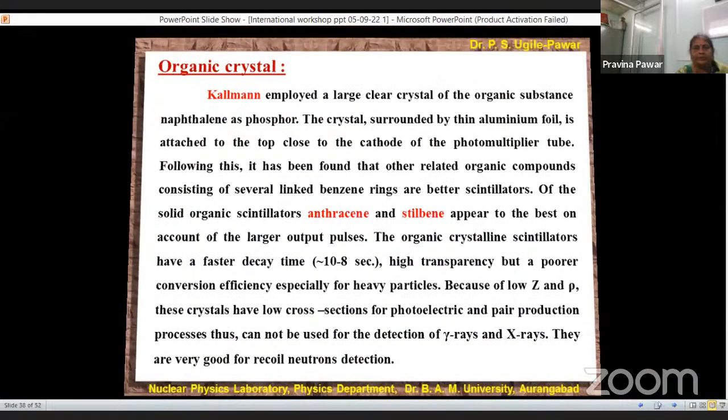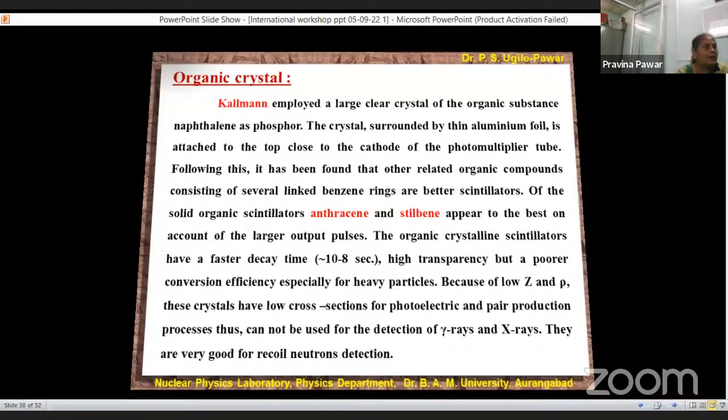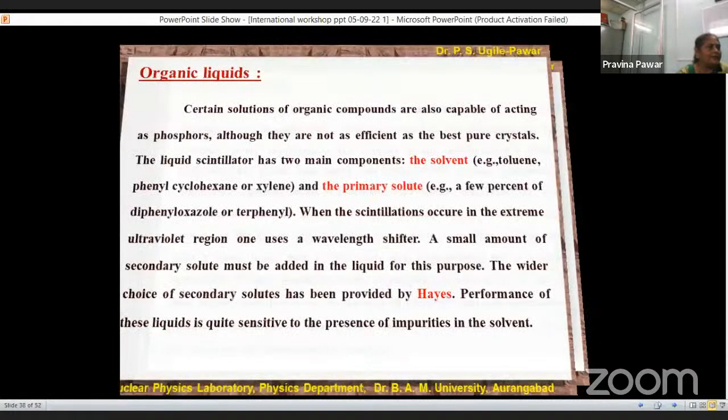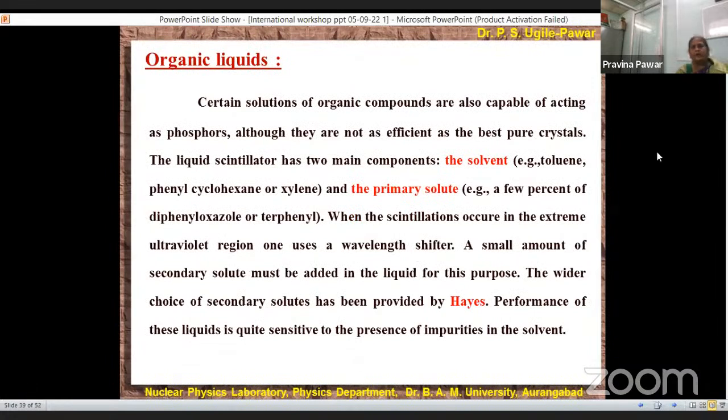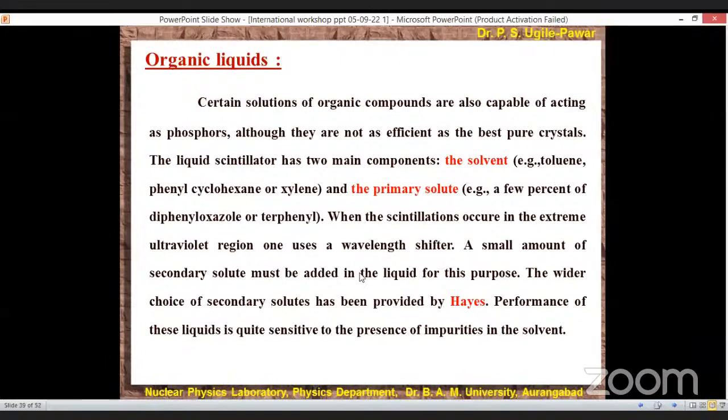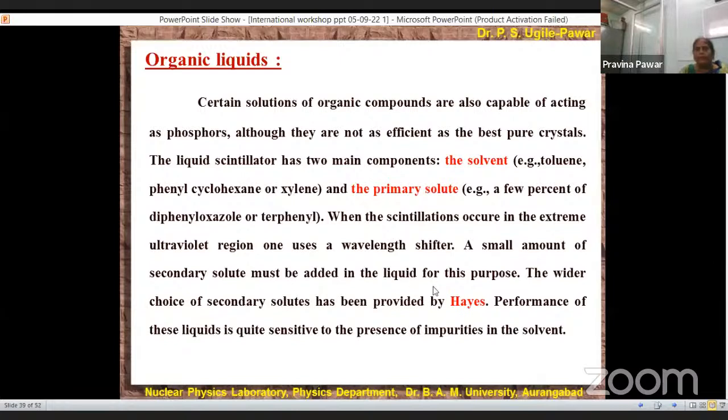Recoil neutron detection. Organic liquid. Certain solutions of organic compounds are also capable of acting as phosphors, although they are not as efficient as the best pure crystals. The liquid scintillator has two main components: the solvent, for example toluene, phenylcyclohexane, or xylene, and the primary solute, for example a few percent of diphenyloxazole or terphenyl. When the scintillations occur in the extreme ultraviolet region, one uses a wavelength shifter. A small amount of secondary solute must be added to the liquid for this purpose.